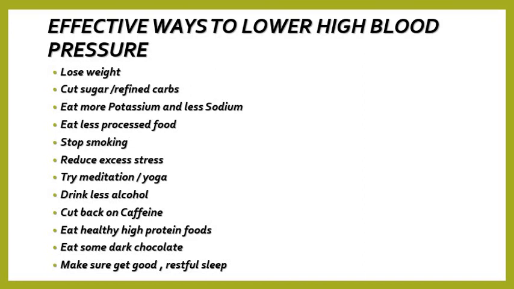There are some effective ways to lower high blood pressure. So consider losing weight if you are overweight or obese. Cut down on sugars and refined carbs. Low carb diet is recommended. Eat more potassium and less sodium. Here I would like to mention that if you have any kidney disease, consult your physician before starting a potassium diet. Eat less processed food because it has high salt. Stop smoking. The chemicals in tobacco can increase blood pressure by damaging the blood vessel walls, which causes inflammation and narrowing of the arteries.